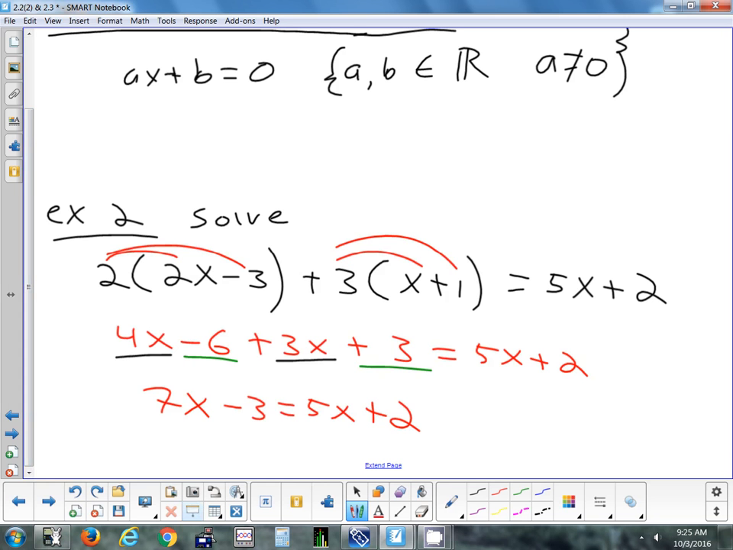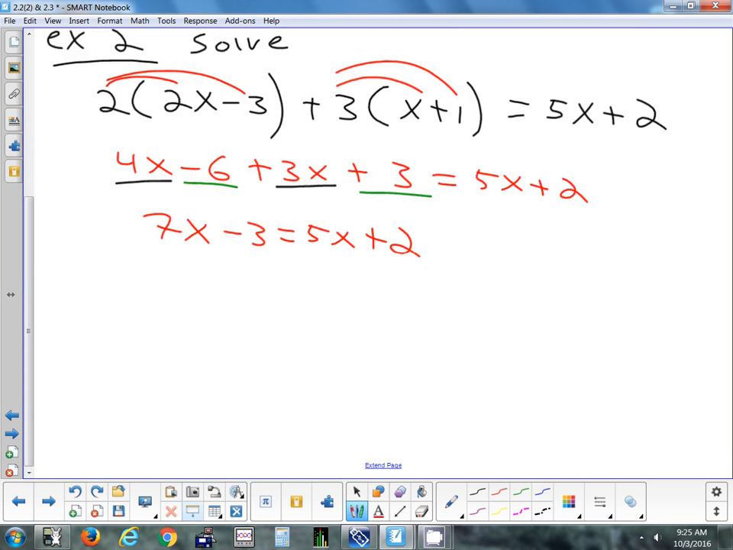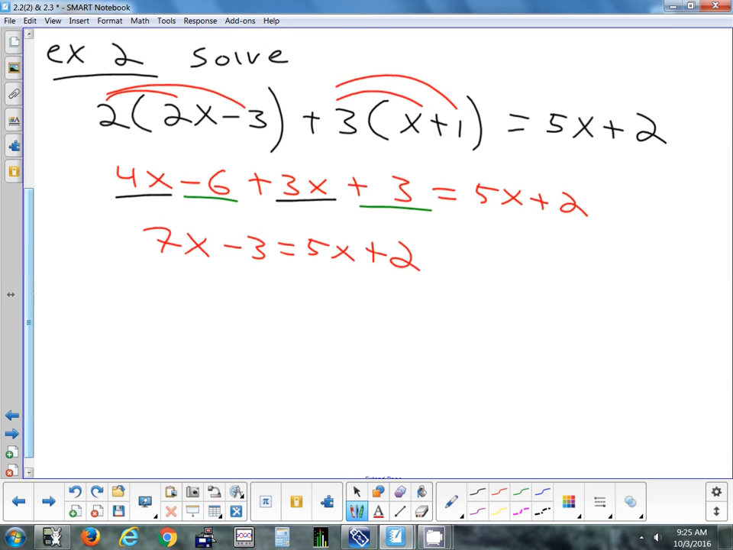Now we're going to start shifting things from side to side. Curtis, what would I do next here? Subtract 5x from each side. Yeah, there are a couple of different options he could have said. I think subtracting 5x is probably one of the better ones because it's going to allow us to just deal with positive numbers. 7x minus 5x gives me 2x.